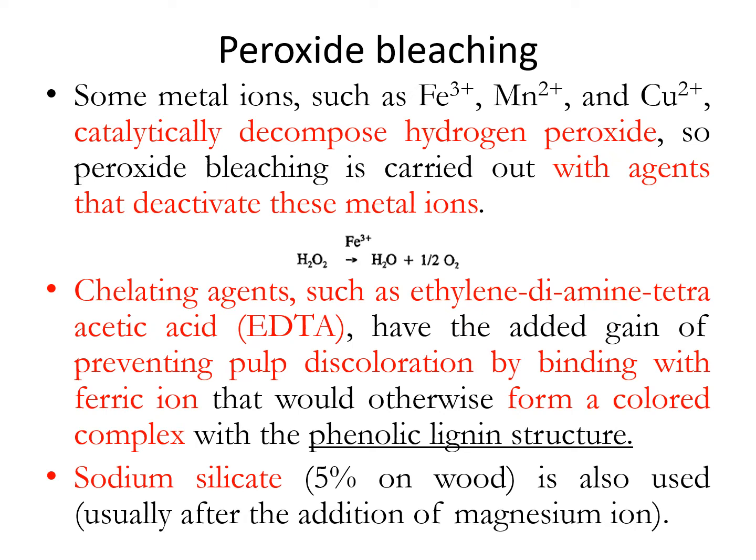Peroxide bleaching. So mechanical parts. Okay. Metal ions such as Fe3+, Mn2+, and Cu2+ catalytically decompose the hydrogen peroxide. So the peroxide bleaching is carried out in the presence of chelating agents.